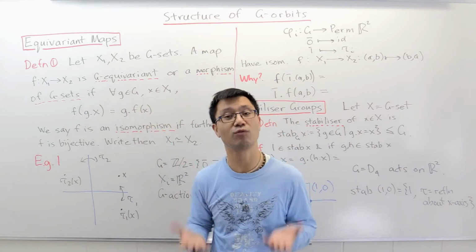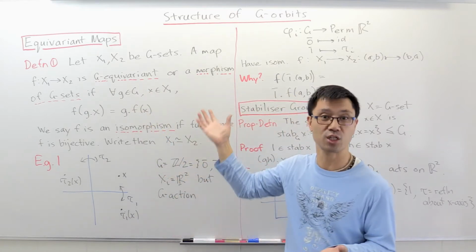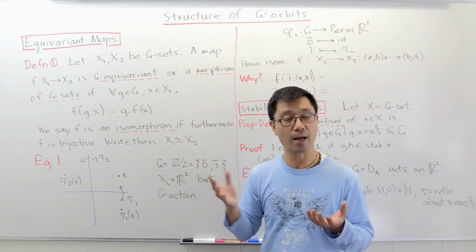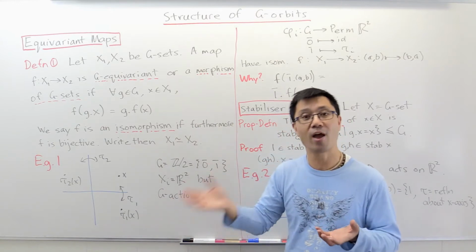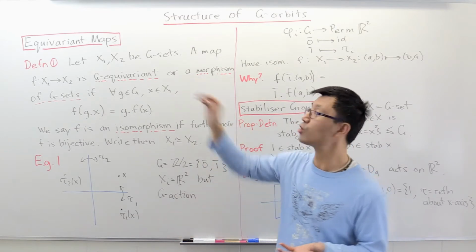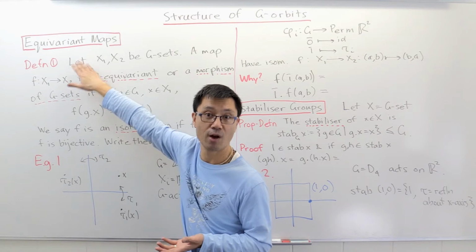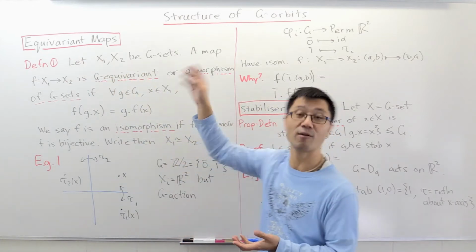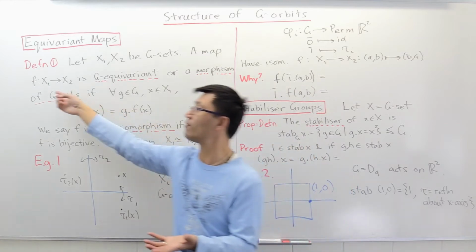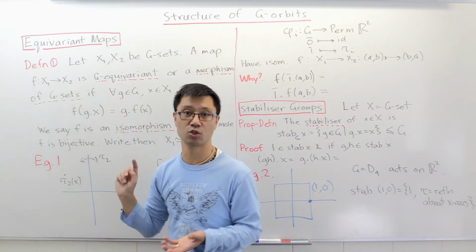So we've looked at the notion for groups, and we need a version for G-sets. In other words, we need a way of comparing two G-sets, and more specifically, a way of saying when they are essentially the same. Okay, so that's what we need. And that notion is encoded in this notion of equivariant maps. Suppose we have two G-sets, X1 and X2. We want to compare them, so we have a function f from X1 to X2.